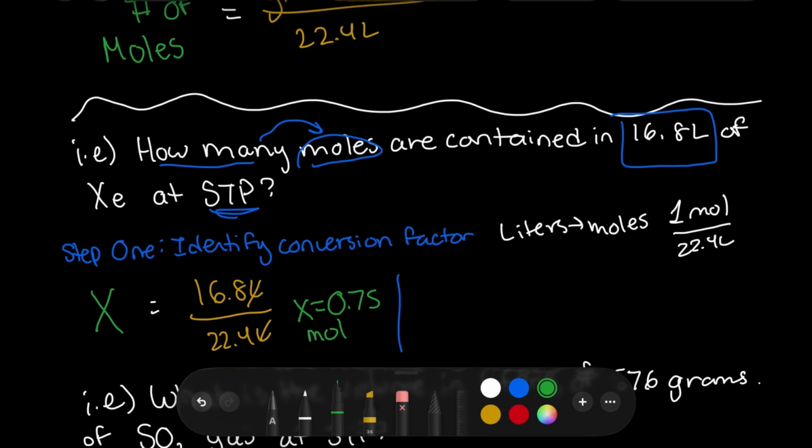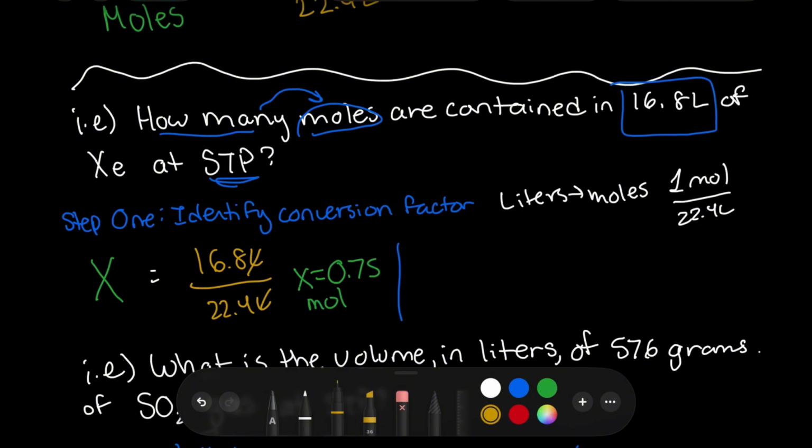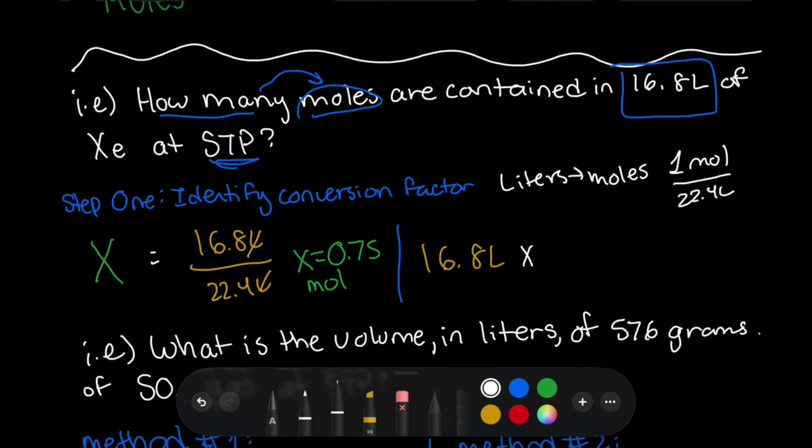Now let's try the other method. This would be the dimensional analysis. We know, because of the problem, we have 16.8 liters. And we have to multiply it by our conversion factor, which is 1 mole over 22.4 liters, right? And here we go. We can cross out the liters because they cancel each other out.